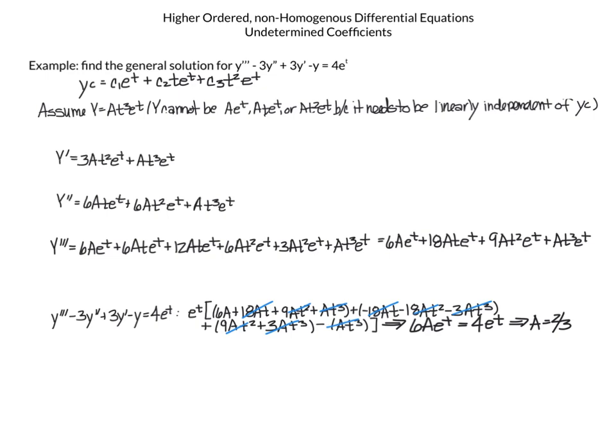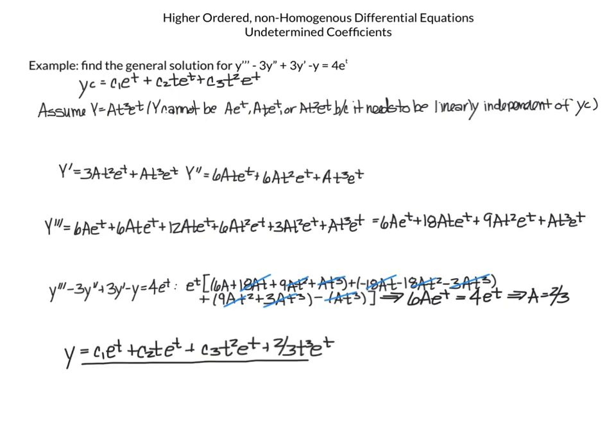So I have y triple prime, which is here, and I went ahead and factored out my e to the t, which is in all of my terms. And then I have my y triple prime here, my 3y double prime here, and then my 3y prime is these two terms, and then last I have my minus y here. And it all combines out to get 6a e to the t, which is equal to my g of t, which is 4 e to the t, and that implies that a is equal to 2/3.